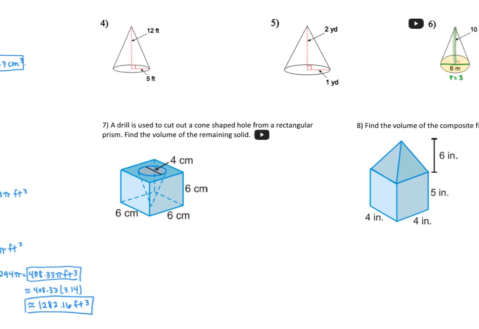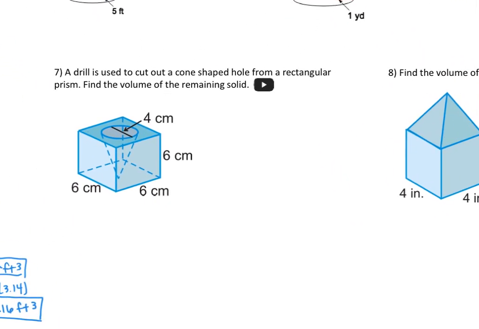All right, number 7. It says a drill is used to cut out a cone-shaped hole from a rectangular prism. Find the volume of the remaining solid. So this is a composite figure, but instead of adding the two volumes, we're actually going to subtract the volume of the cone, since that is a hole being drilled out. Okay, so first thing we're going to do is find the volume of the rectangular prism.